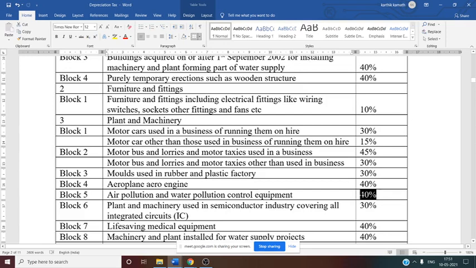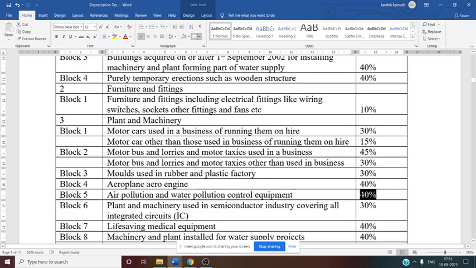So here, what you have to do is first read all these blocks of assets once. Then only will you get a fair idea about the rates. And you have to remember only certain rates which are asked regularly in the examination. Not all these rates are important from the point of view of examination. So block 6, plant and machinery, semiconductor industry, 30%.